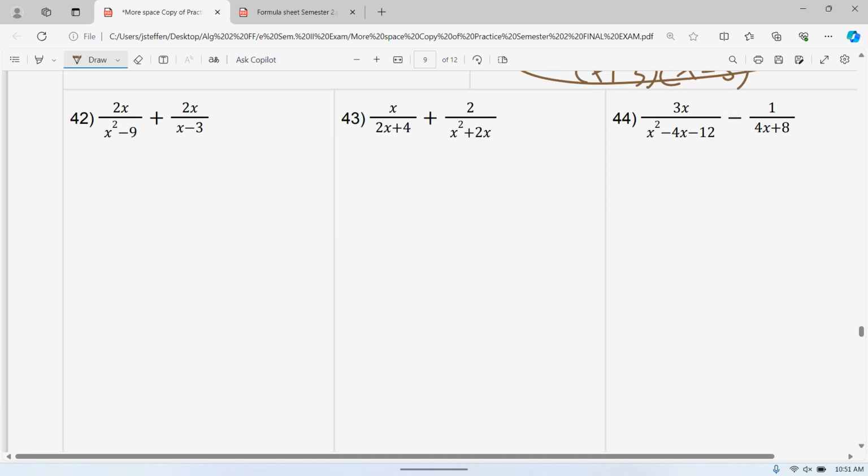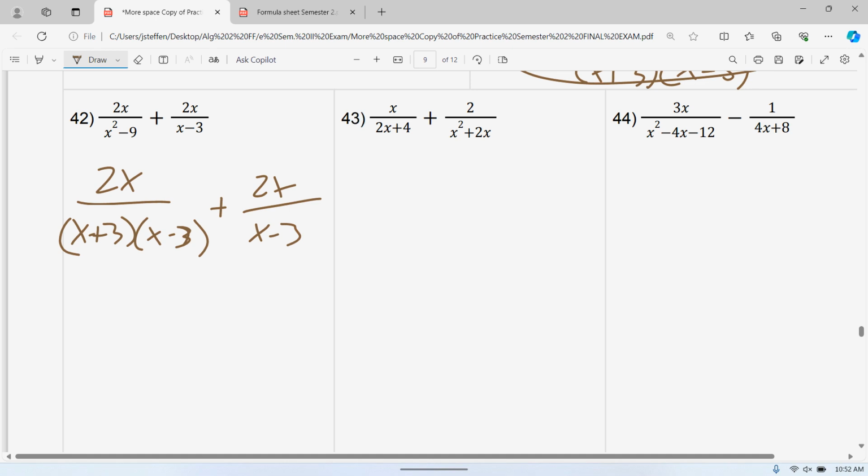So adding and subtracting, remember the difference with this one is you've got to get common denominators. So you do these differently than the other multiplying and dividing. So you start by factoring. So x squared minus 9 is x plus 3, x minus 3. The other one's x minus 3.